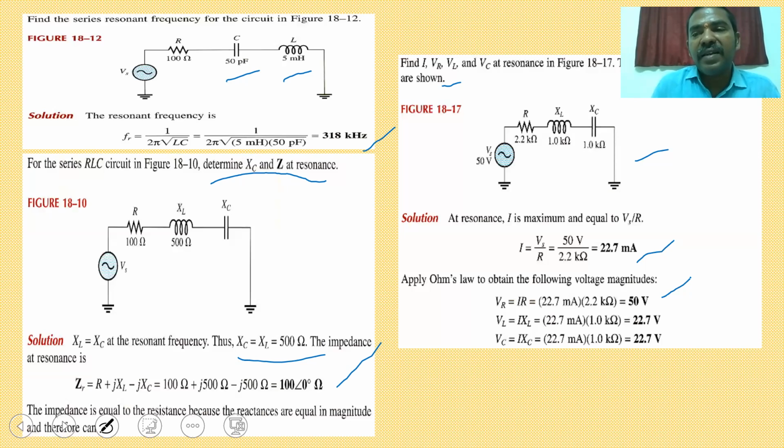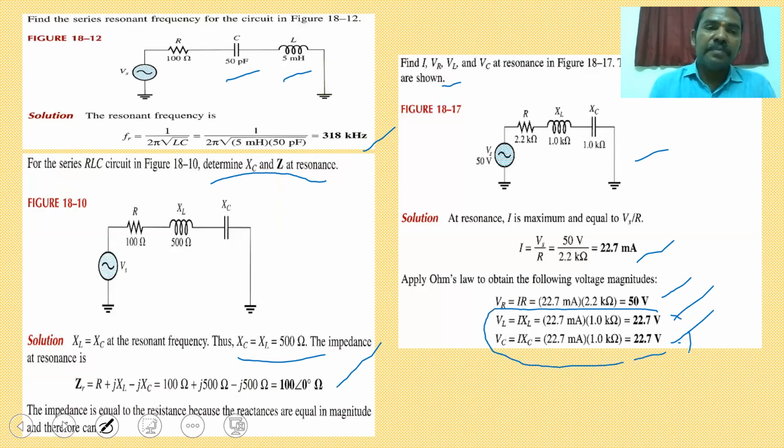Then the voltage drop across the inductor VL is equal to I into XL. So 22.7 milliamperes into 1.0 kilo ohms. So you can get 22.7 volts. Then the voltage drop across the capacitor is I into Xc. So that is equal to 22.7 milliamperes into 1.0 kilo ohms. So you can get 22.7 volts. Under resonance, the voltage drop across the inductor and the voltage drop across the capacitor must be the same.